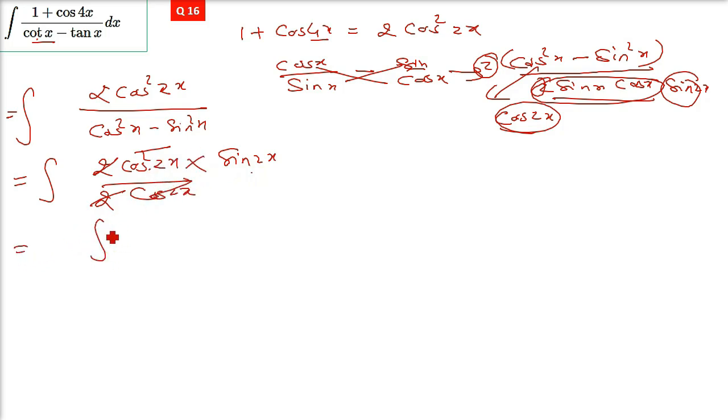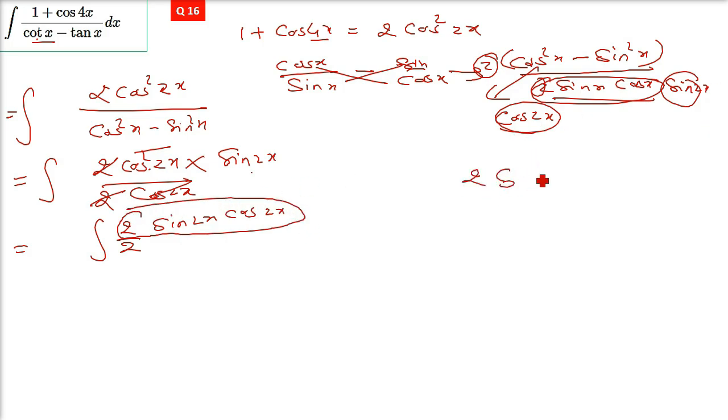That means we have to multiply numerator and denominator by 2. So this becomes 2 sin 2x cos 2x divided by 2. Now the numerator again will apply the same formula. We have applied 2 sin x cos x as sin 2x, so 2 sin 2x cos 2x is going to be sin 4x, divided by 2. So 1 by 2 here, and this goes sin 4x, and integration of sin 4x we have to do.